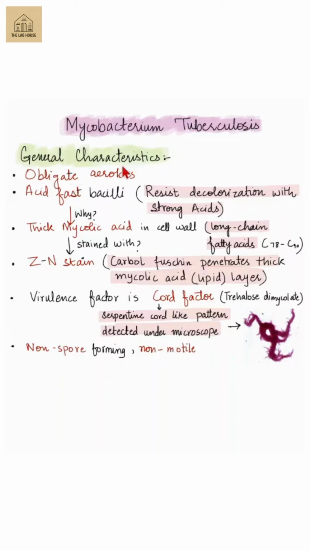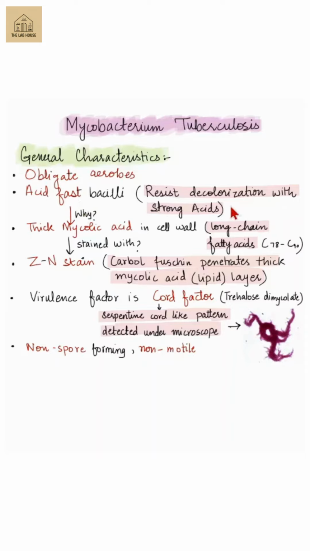Let's cover the general characteristics of Mycobacterium tuberculosis. It is an obligate aerobe. It means it requires oxygen for its survival. Without oxygen, it cannot survive. It is an acid-fast bacilli. Bacilli means rod-shaped bacteria, and acid-fast means it resists decolorization with strong acids.